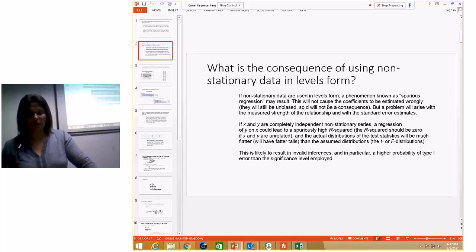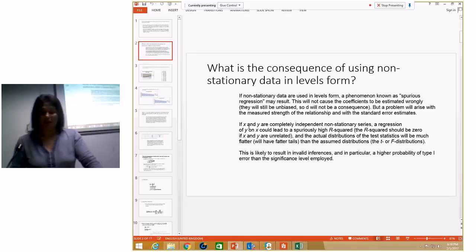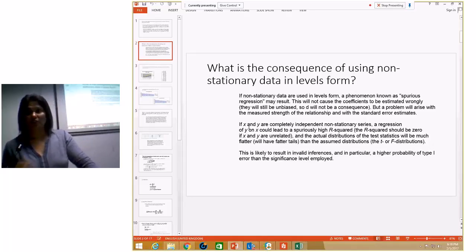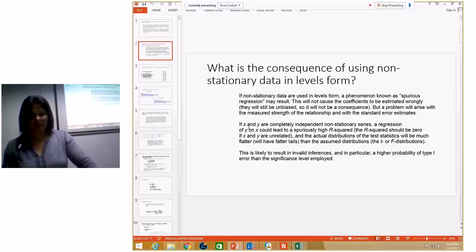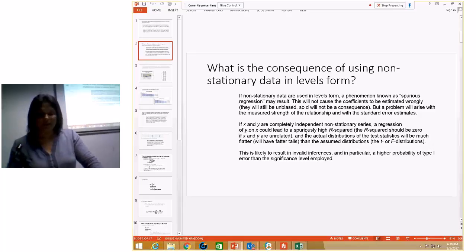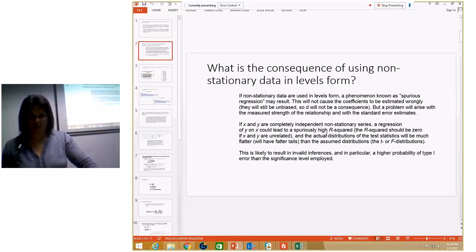This will not cause the coefficients to be estimated wrongly. They will be unbiased, so it will not be a consequence, but the problem will arise with the measured strength of the relationship and the standard error of the estimate. For example, if X and Y are completely independent non-stationary series, the regression of Y on X could lead to a spuriously high R squared. It will get a high R squared.